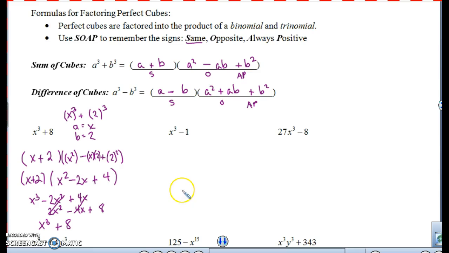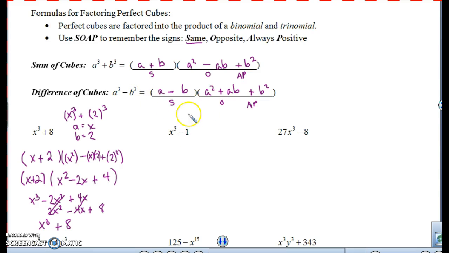So what you have to be able to do is figure out what the cube root of each one is, figure out what your A and B value is, and just follow the pattern. All right, let's look at x cubed minus 1. X cubed is a perfect cube, 1 is a perfect cube, and it is a difference of cubes, so we want to follow this pattern.